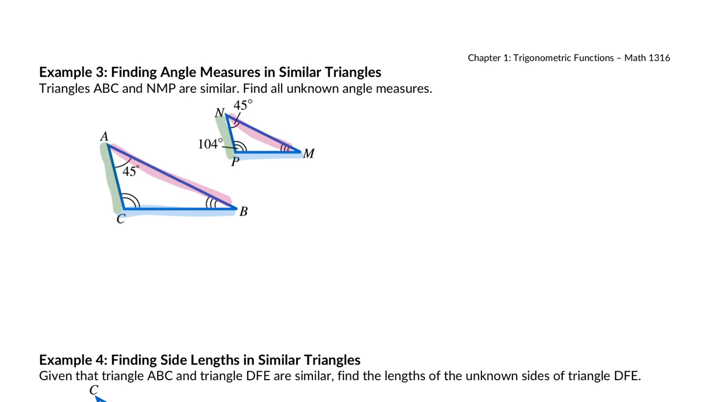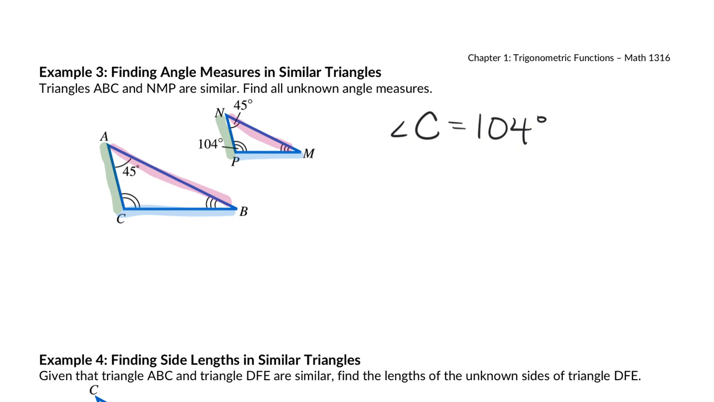Now, obviously for us, angle A is marked 45 degrees. Angle N is marked 45 degrees. That's great because they're similar. If angle P is 104 degrees, what's angle C? 104 degrees. Very good. So we can say with confidence that angle C is equal to 104 degrees.